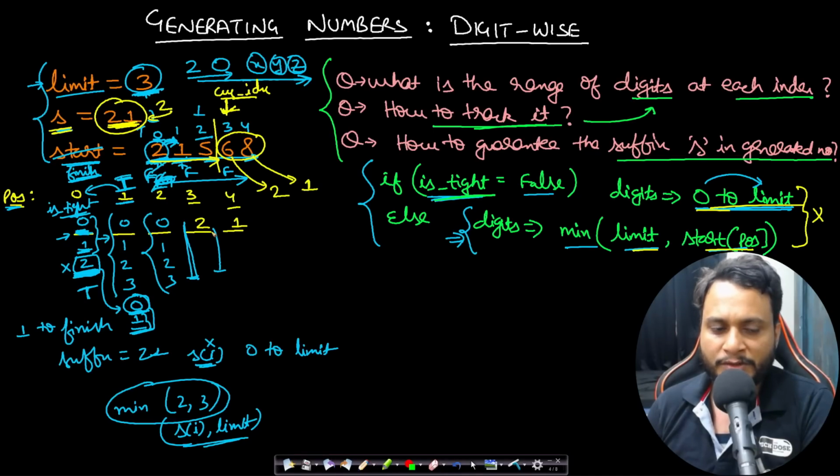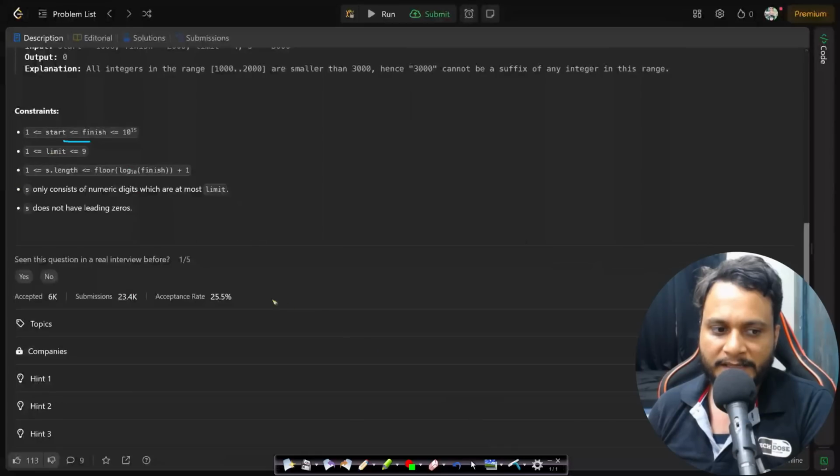Okay, it is only having one option, because I will always be generating a valid number, and a valid number is one where all the digits are within the limit, and the second condition is the suffix should always match with s. Now how do I know that if I'm forcing this 2 and 1, then all these digits will always be less than or equal to limit? Well, it was already mentioned in the question that each of the digits of s will always be within the limit range. You see, s only contains numeric digits which are at most limit.